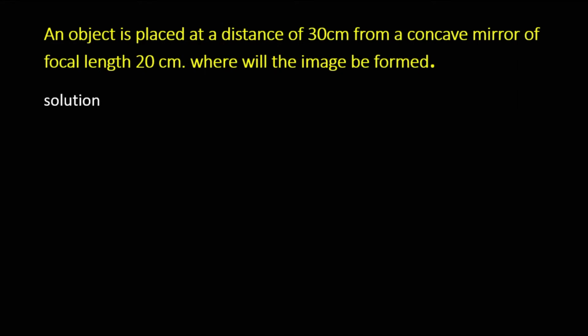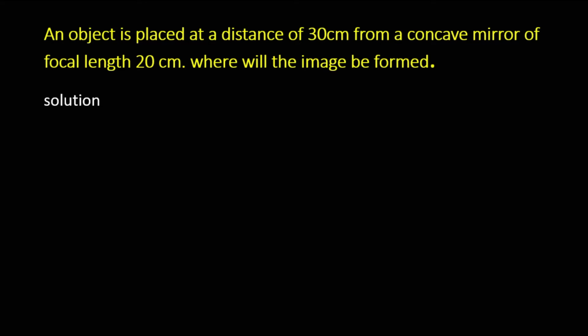So we have a question here. An object is placed at a distance of 30 cm from a concave mirror of focal length 20 cm. Where will the image be formed? So here we have to find the distance of the image, and the distance of the image is measured from where? That is from the origin, and the origin is the pole.